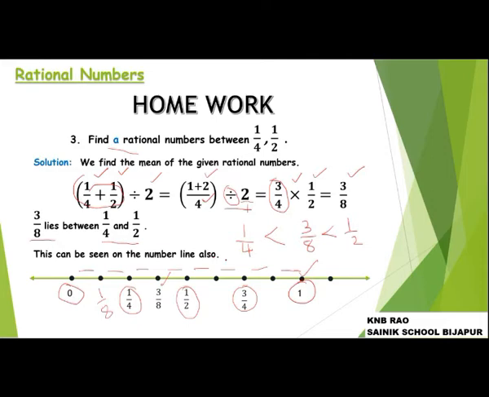Now try to observe, children. 1/4 we have here and 1/2 here. Between them, equidistant, we have this mean 3/8. So 3/8 is the rational number lying between 1/4 and 1/2.